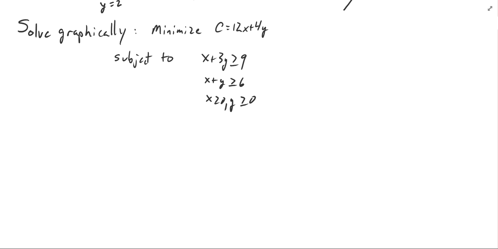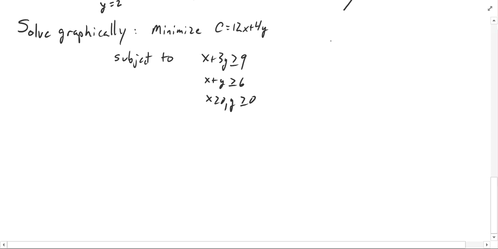Alright, I want to solve graphically this linear programming problem. I want to minimize C equals 12x plus 4y, subject to the constraints x plus 3y is greater than or equal to 9, x plus y is greater than or equal to 6, and x is greater than 0 and y is greater than 0.